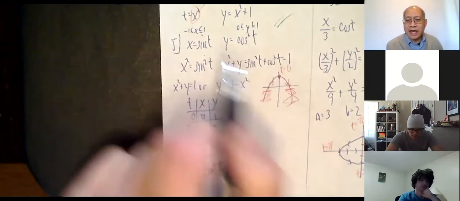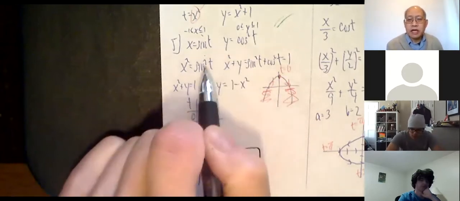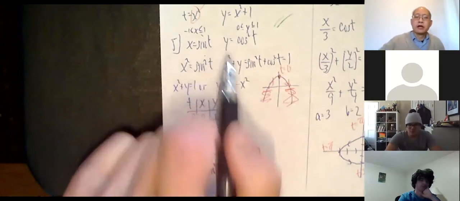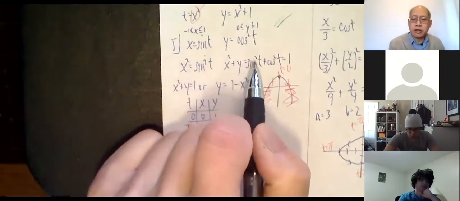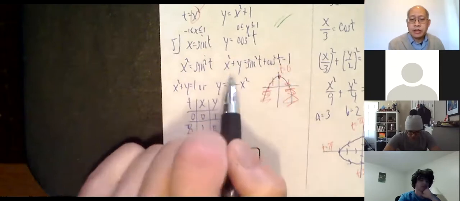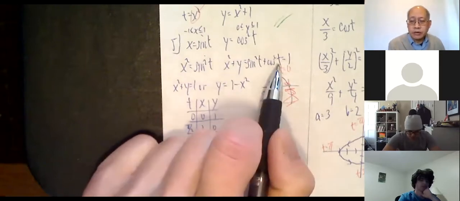Okay, so you're just playing a game here of saying, how do I get rid of t? If there's something involving sine and cosine, force there to be an equation that says sine squared plus cosine squared, and then I can replace it with 1. Okay, so x squared plus y is equal to 1.